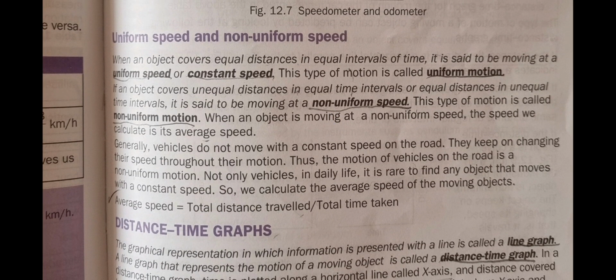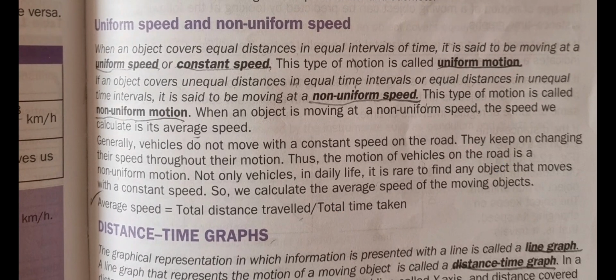Now, uniform speed and non-uniform speed. So you can see here, when an object covers equal distance in equal intervals, it is said to be moving at uniform speed or constant speed. This type of motion is called uniform motion.